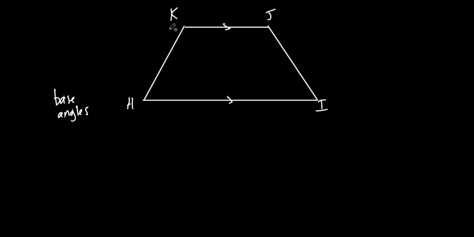These two, H and I, are base angles to this bottom base, HI. And these two up here would be base angles to what? To KJ. So technically, in general, they would all be base angles, but these are base angles to this base, and these, right here and here, are base angles to this base up here. So it's what they're base angles to. These would be base angles to HI, and base angles to KJ.